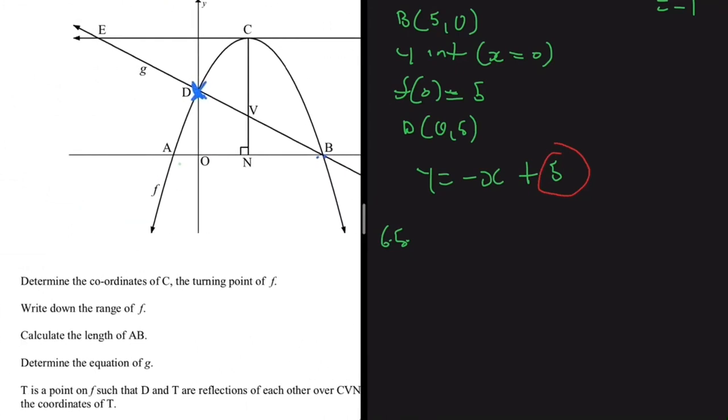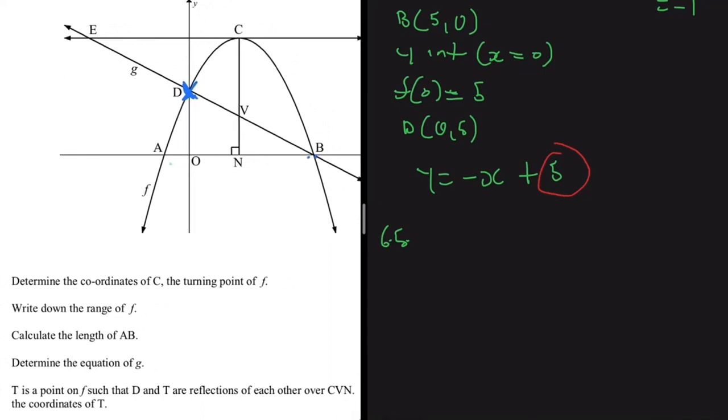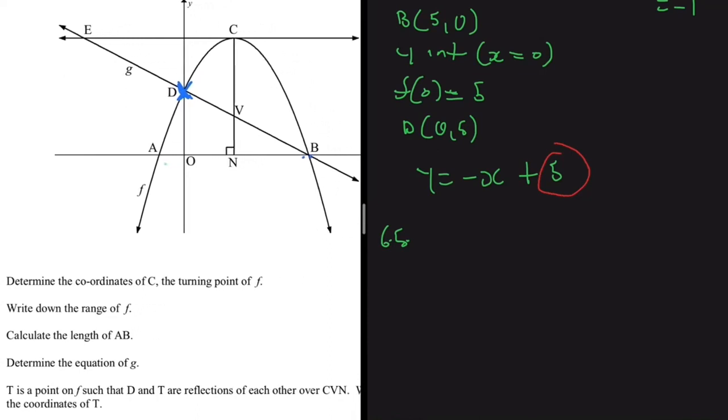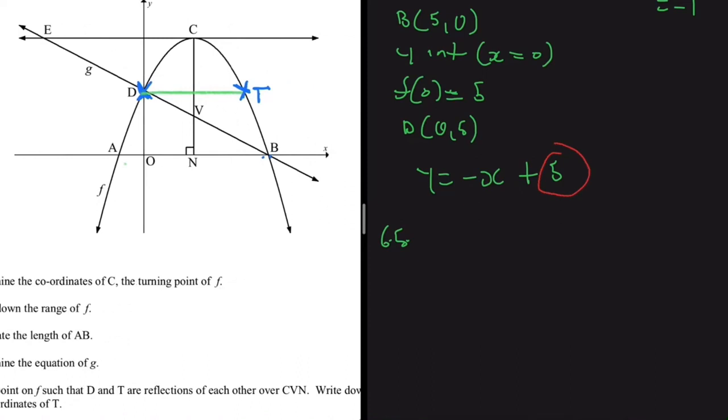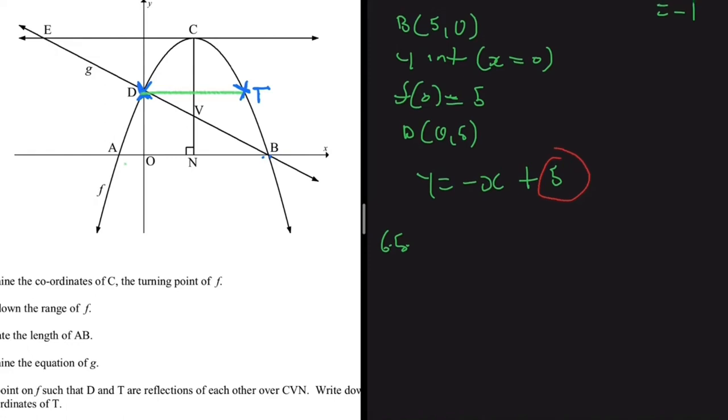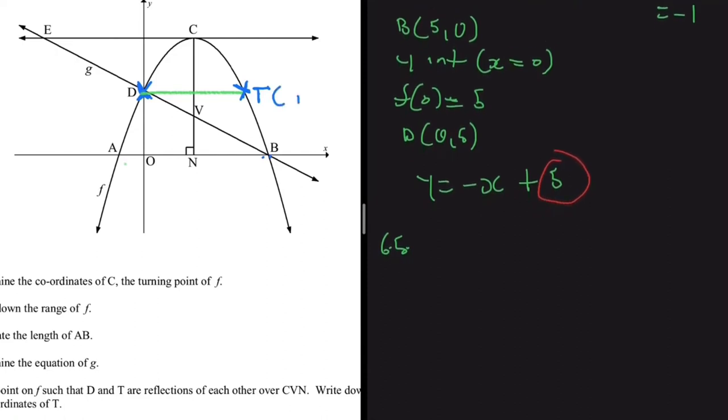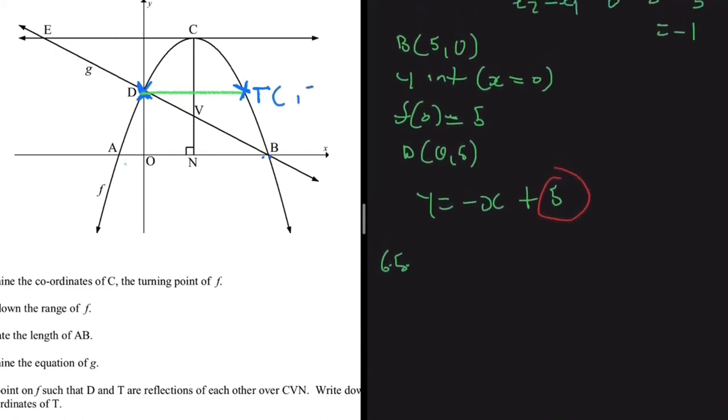And then T is a point on F such that D and T are reflections over CVN. So T should be somewhere here, since it is a point on F, but it's a reflection about CVN, right? So yeah, let's just draw a straight line. If T is a reflection of D about CVN, then D and T should share the same y value. So now at this point we know that the y value of T is the y value of D, which is 5. Now we only need the x value.